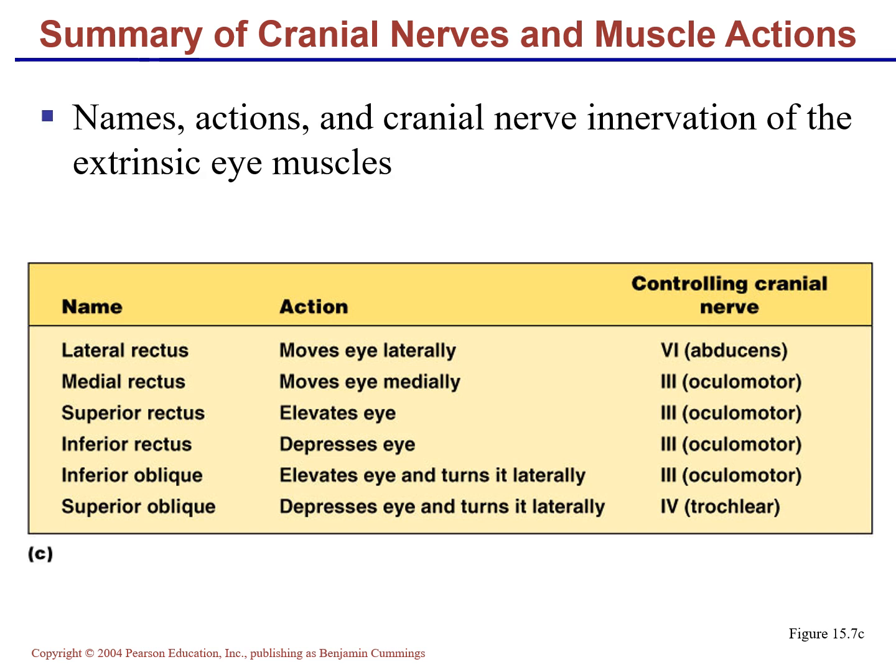The lateral rectus moves the eye laterally, and the medial rectus moves the eye medially. The superior rectus elevates the eye, like if you're rolling your eyes. The inferior rectus depresses the eye, as if you're looking down. The inferior oblique elevates the eye and turns it laterally, so also if you're rolling your eyes, and the superior oblique depresses the eye and turns it laterally.